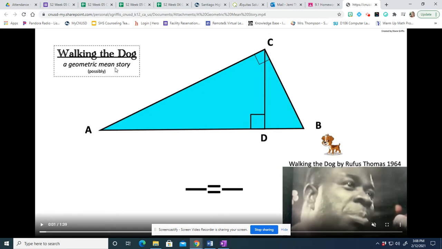So the first thing we're going to do is this rule called walk the dog. So here's the dog over here by angle B. And as the dog follows a path, we're going to fill in the lengths into this proportion.